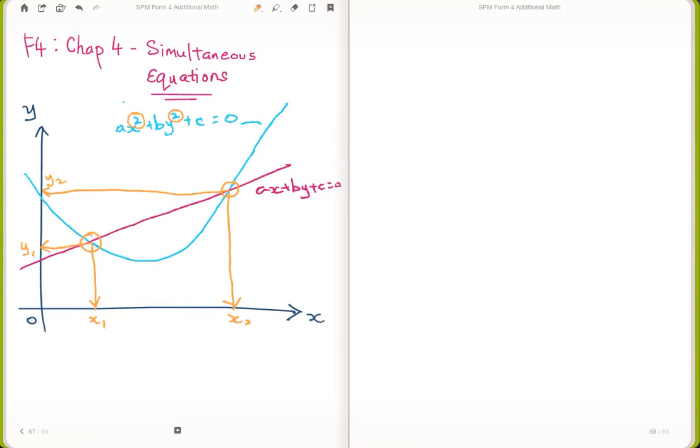They join together, meaning they are going to have a common x value or a common y value. I define this as a non-linear. This is a non-linear, where this is a linear equation.